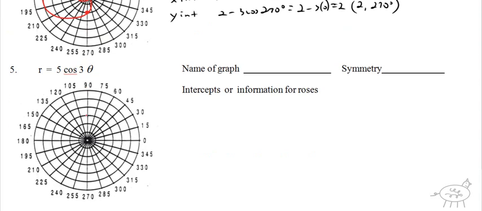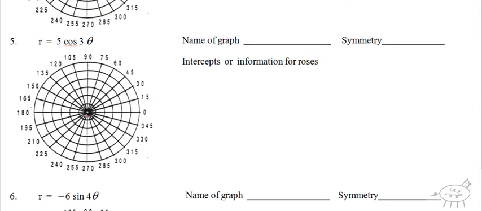All right, so the next two are roses. You guys should recognize those. R equals 5 cosine of 3 theta, and R equals negative 6 sine of 4 theta. So let's just write that out here. These are roses. So it's rose symmetry, it's cosine, so it's x-axis.